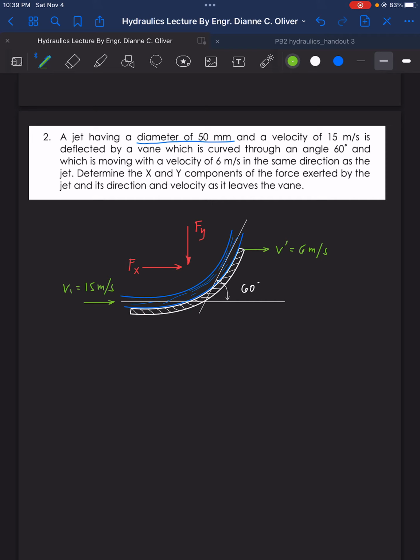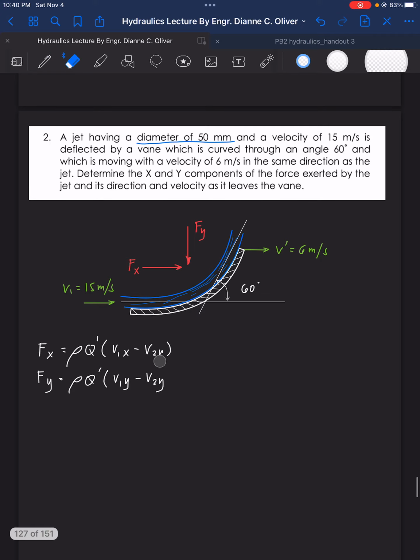In the same direction as the jet. So find the values of x and y. So we're going to use the formula Fx is equal to rho Q, of course, this is moving already, signifying the V prime having its value. So let's put here Q prime. This is case number 2. Fx is equal to rho Q prime (V1x minus V2x). Then we have Fy is equal to rho Q prime (V1y minus V2y). Oops, this should be V2x. There.